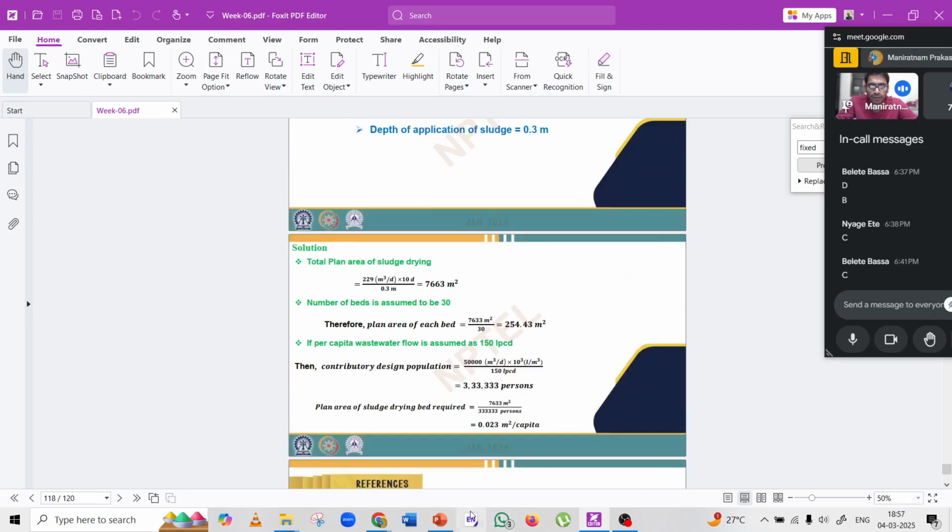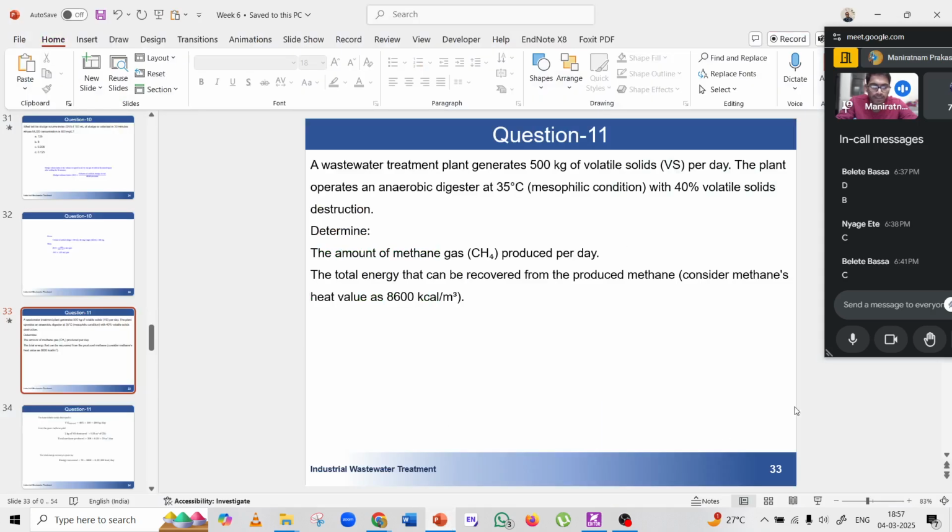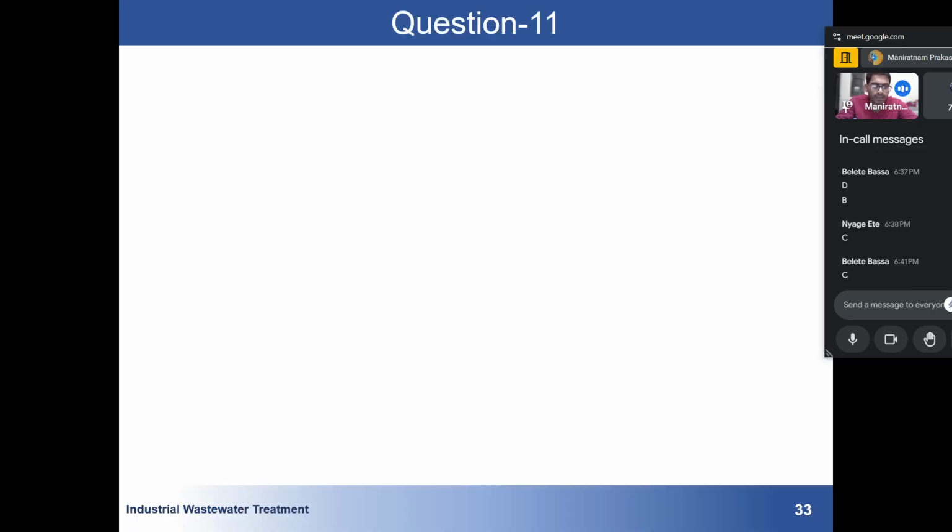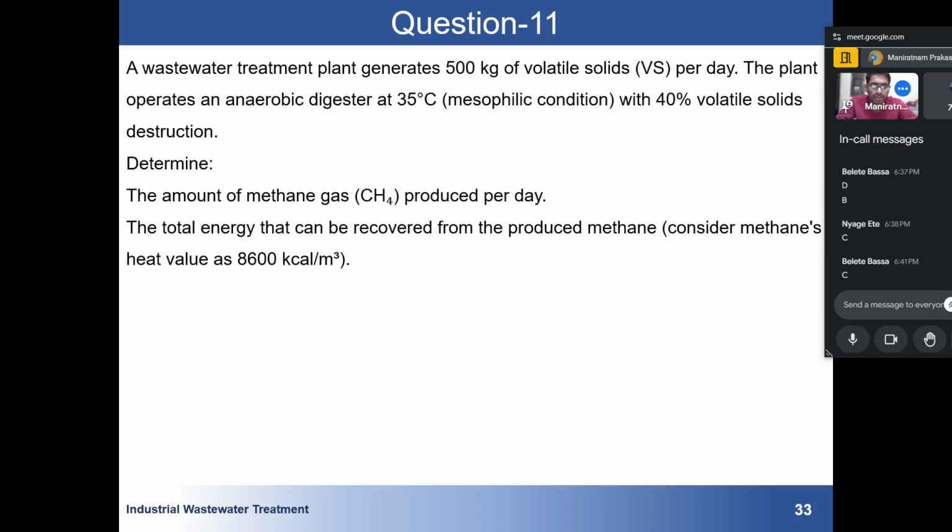Okay, so from these PDF only I have collected some questions and I'm trying to solve it. Now, a wastewater treatment plant generates 500 kg of volatile solid per day. The plant operates an anaerobic digester at 35 degrees Celsius, that is mesophilic condition, with 40% volatile solid destruction. So whatever volatile solid is there, 40% is being destructed.